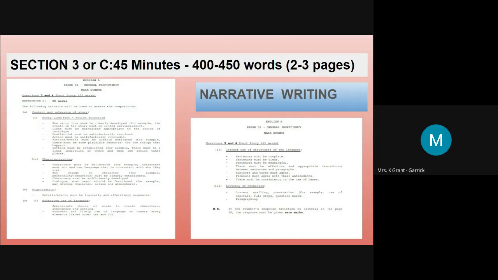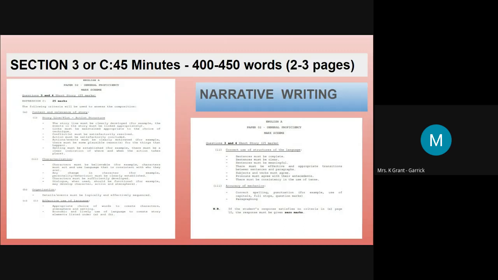And if there's any change in the character, you must ensure that that is clearly established, and the characters must be sufficiently developed. And if you use dialogue, the dialogue must be functional. It mustn't be an attachment. Then, of course, you're expected to ensure that the details or events presented must be logical and effectively sequenced.